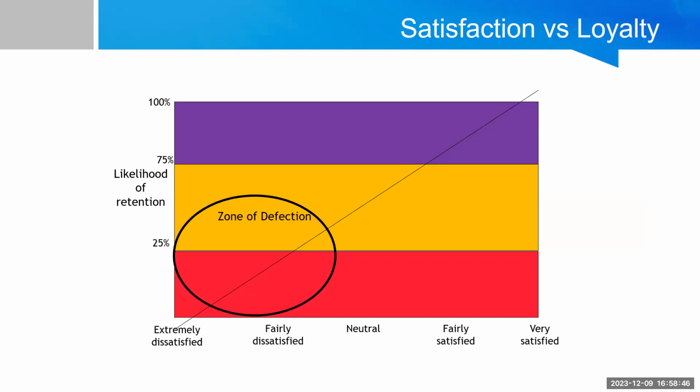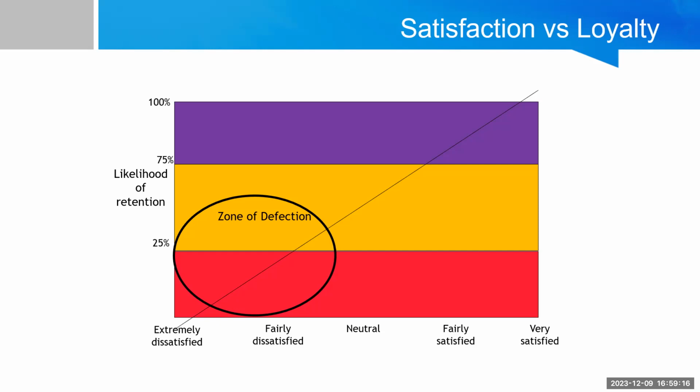Now, going forward, we're going to satisfaction versus loyalty. We need to understand the difference between satisfied customers and loyal customers. When we look at this little graph, we have 100%, 75, starting from 25. Let's say we have this starting from 25.